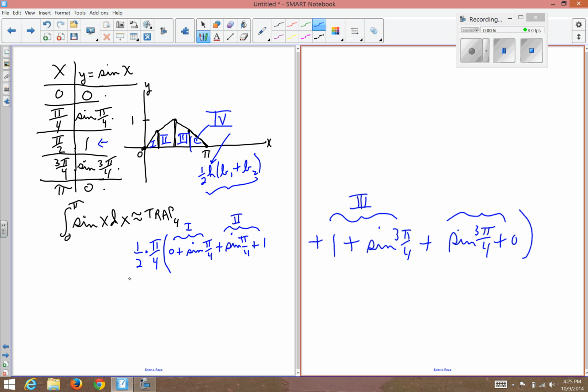1/2 the height, right out here, applies to every trapezoid. And then we have the sum of the bases. The bases are the parallel sides. So out front here we have pi over 8.